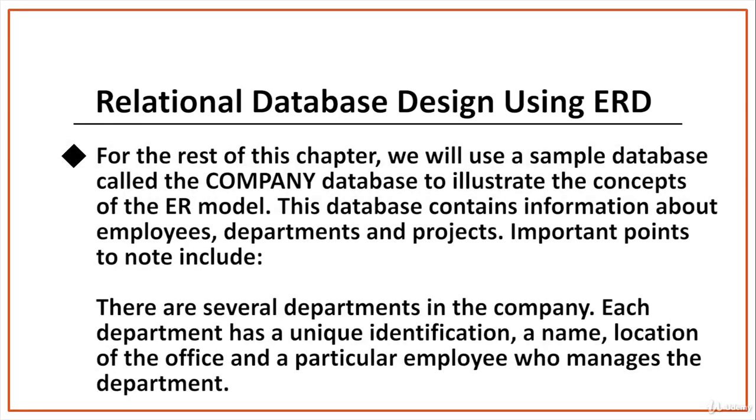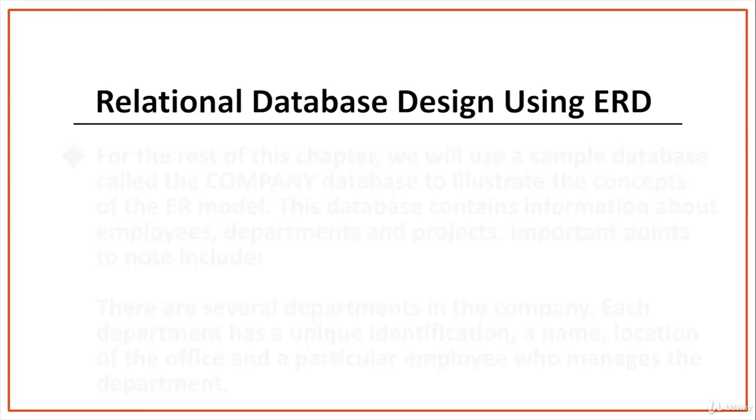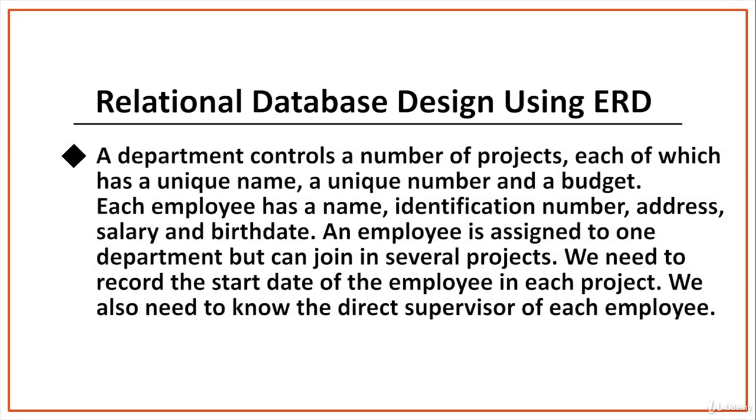For the rest of this chapter, we will use a sample database called the company database to illustrate the concepts of the ER model. This database contains information about employees, departments, and projects. Important points to note include: there are several departments in the company. Each department has a unique identification, a name, location of the office, and a particular employee who manages the department. A department controls a number of projects, each of which has a unique name, a unique number, and a budget.